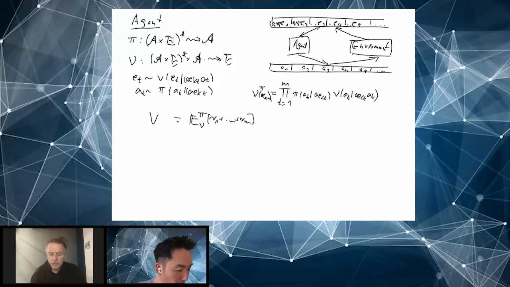Sorry, I think your R's and your nus look similar. That's an expectation of rewards, is that right? The square is R's, the index is nu. Sorry, okay, yeah, I'll try to be clearer. Anyway, that's the value of agent pi in environment nu.